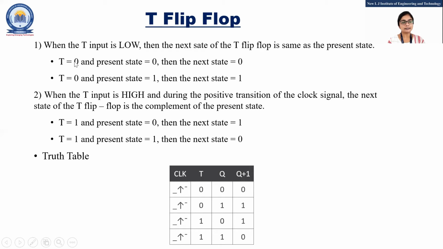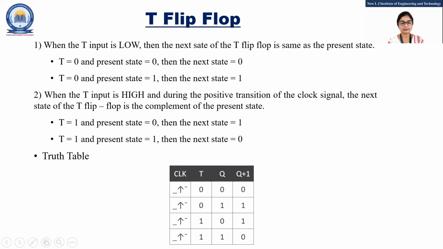Suppose here T is 0, present state is 0, and the next state is also 0. And suppose present state is 1, then the next state is 1. Means there is no change in the output state. The second case, when we give T input high, and during the positive transition of the clock signal, the next state of the T flip-flop is the complement of the present state. So when T is 1, suppose present state is 0, then the next state is 1. And suppose present state is 1, then the next state will be 0.